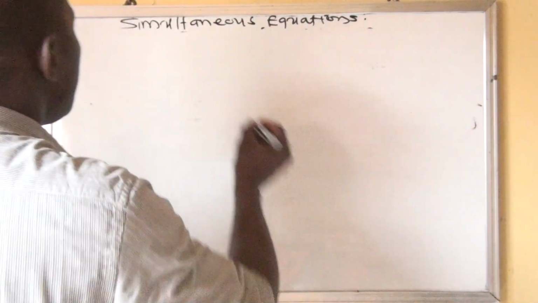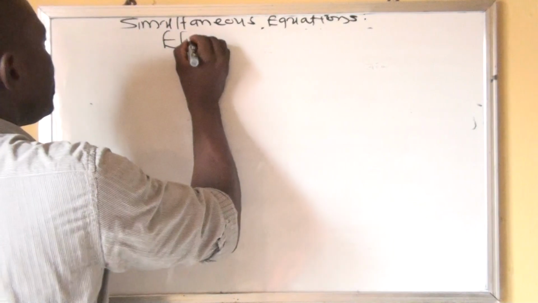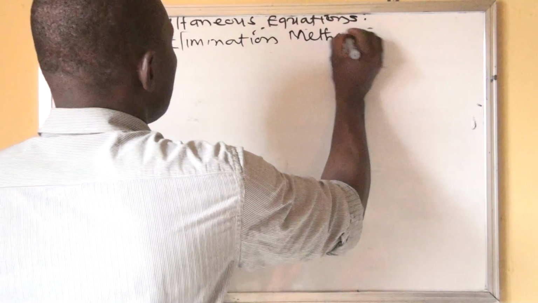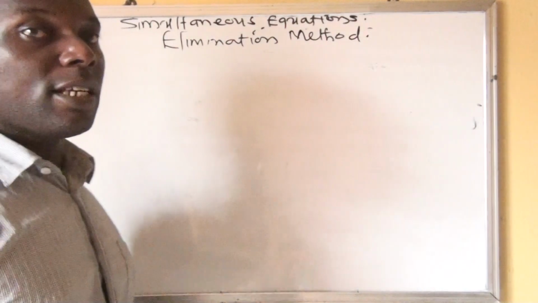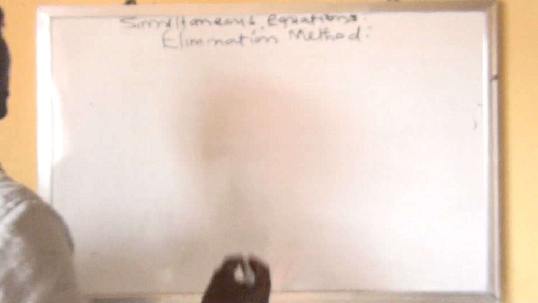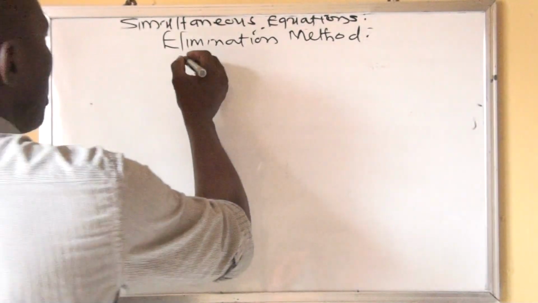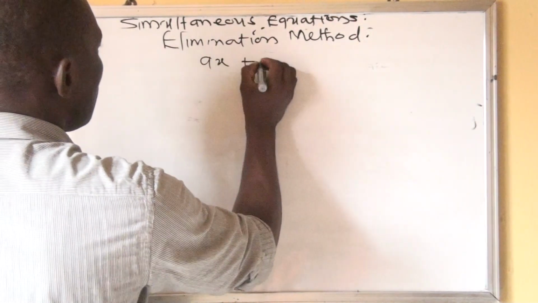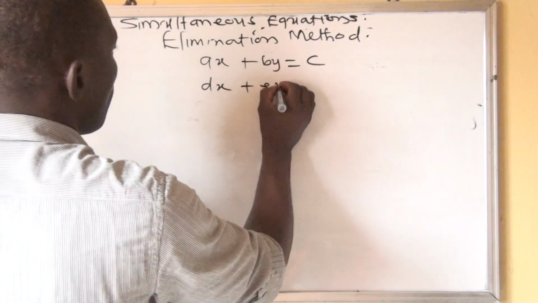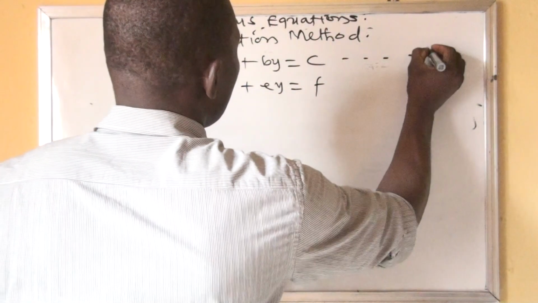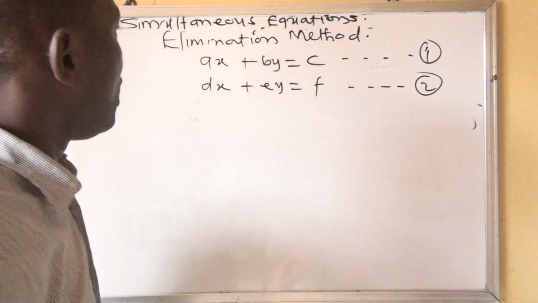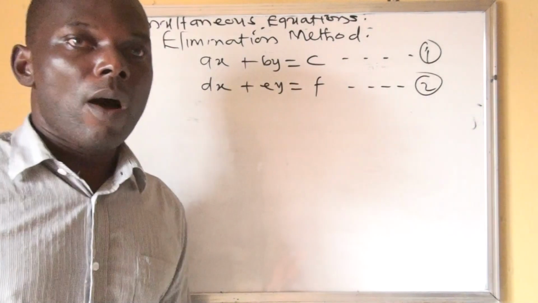Here we are going to use the elimination method. Like I said, we have three types of methods, but here we are using elimination. Assuming we have our equations of this form, AX plus BY is equal to C, and DX plus EY is equal to F, equation 1 and equation 2, and we want to do the elimination method. Now let's look at the procedure.